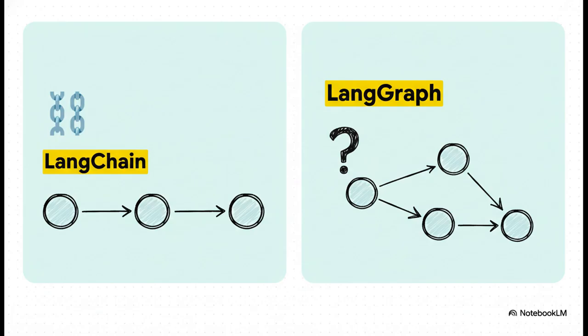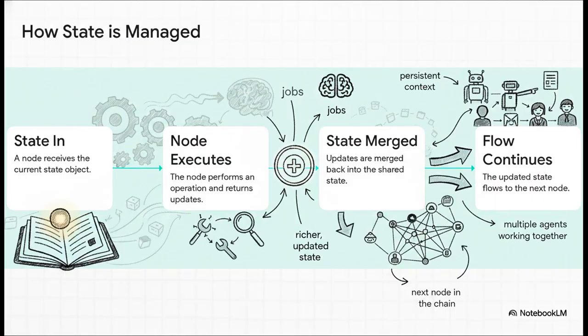This is how you build truly autonomous agents. And the core concept that makes all of this work is state. Every single time a node in your graph runs, it gets the current state of the world, all the information gathered up to that point. It does its job, and then it updates that state, maybe adding new information. The next node in the chain then gets this richer, more complete picture.